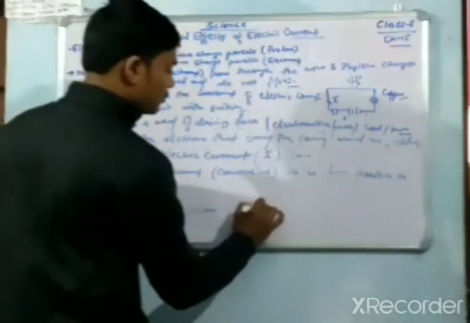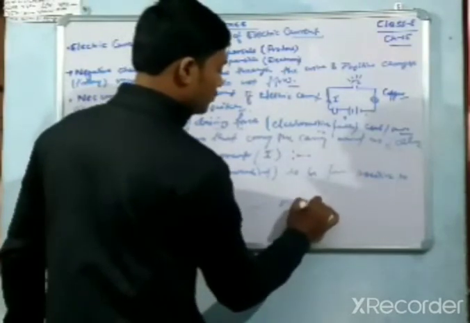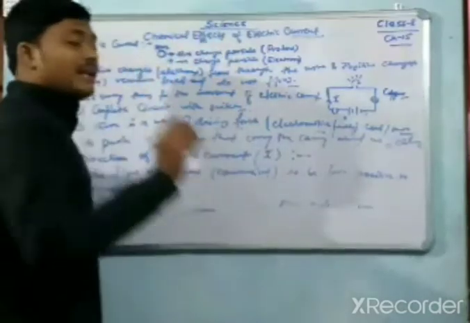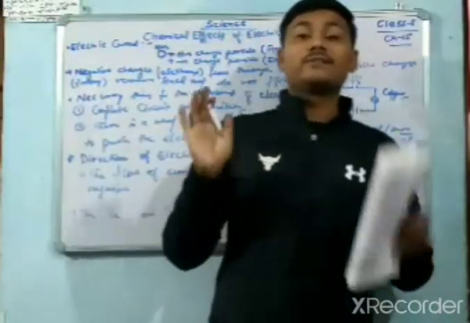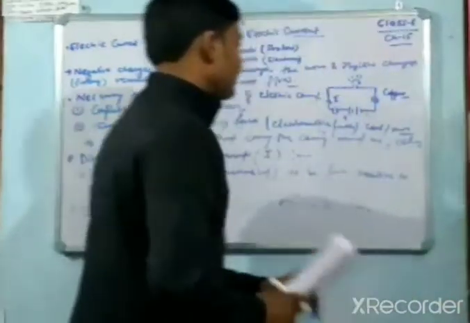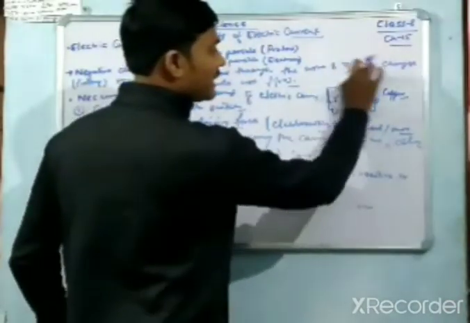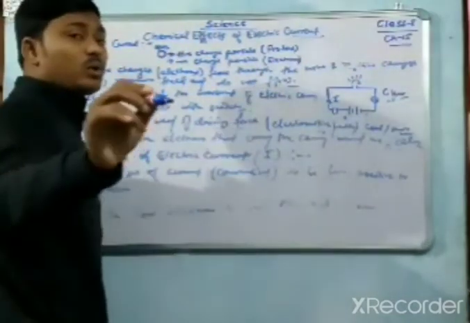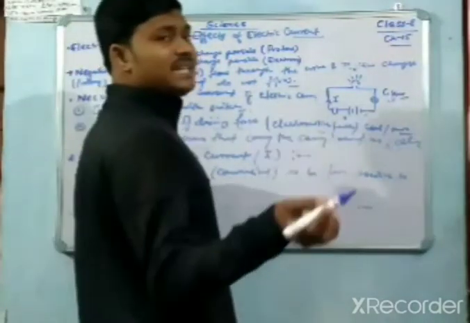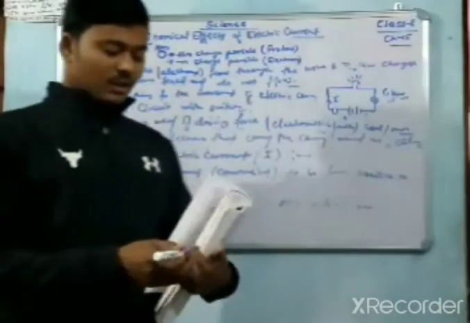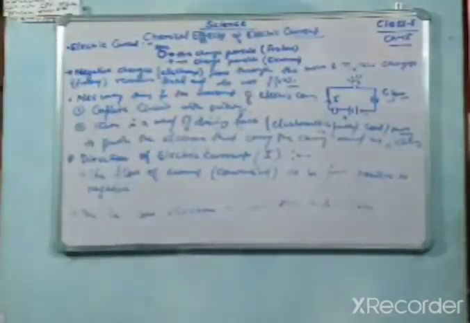And we know that the flow of electrons is just opposite to the direction of current. Conventional electric current always flows from the positive terminal to the negative terminal. But electrons always flow in the opposite direction of electric current, from negative to positive. So I hope you understand the flow of electric current and electrons.